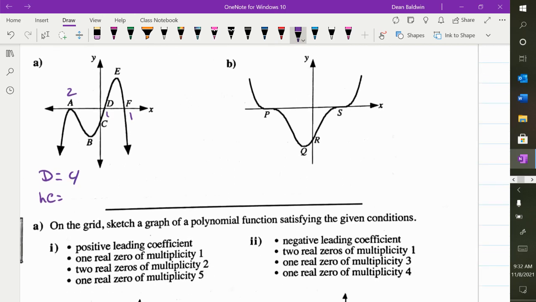Okay, is the leading coefficient positive or negative? Why? They're both down. What's the degree of the next one? 6, because that has to be 3, and that has to be 3, so the degree is 6. Leading coefficient of positive.